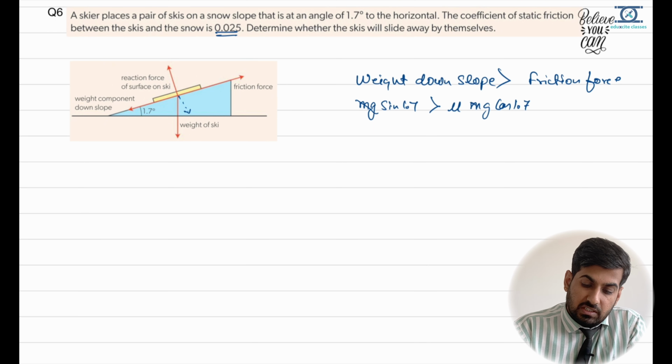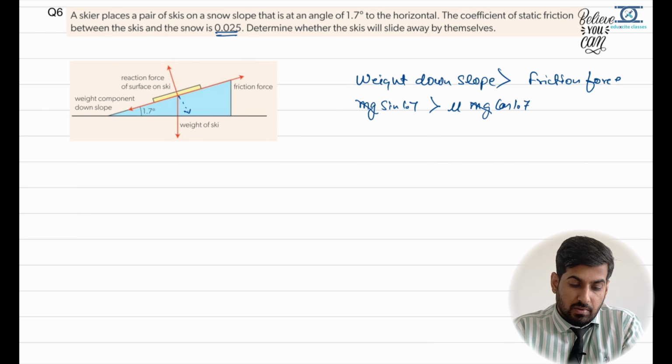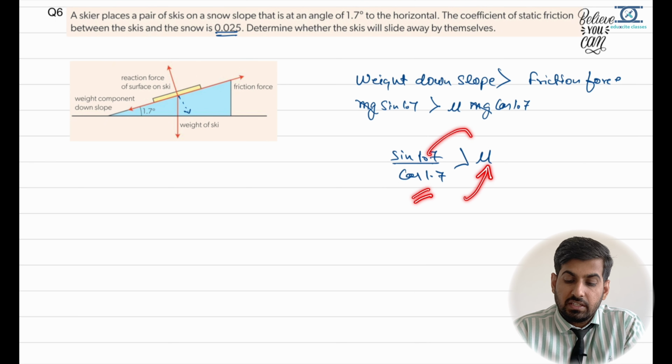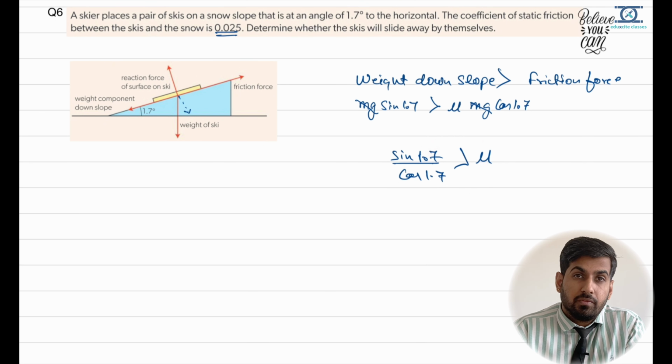Now mg and mg get cancelled, even though there is no information about the mass of the skis, because they are supposed to get cancelled out. So what we can say is sin 1.7 over cos 1.7 should be greater than nu, then only it will slide. Otherwise, if this value is less than nu, then this will not slide, and we know the value of nu. So once we find the value of this, we can compare it with the value given. If it is greater, then we will say it will slide down by themselves. If not, then we will say it will not slide down because the friction force is greater than the weight down the slope.